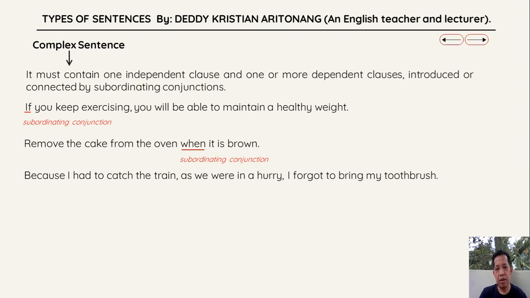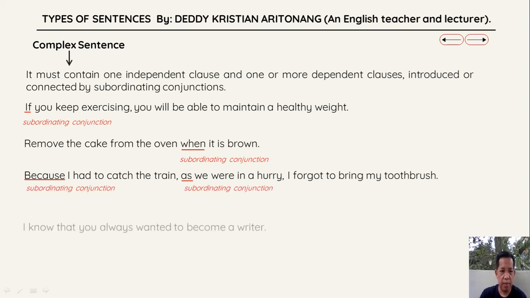Okay, the independent clause is "I forgot to bring my toothbrush" because it can stand alone. It forms a complete meaning. While "because I had to catch the train" and "as we were in a hurry", they are all dependent clauses. They are characterized by the subordinating conjunctions because and as respectively. So because and as, they are subordinating conjunctions.